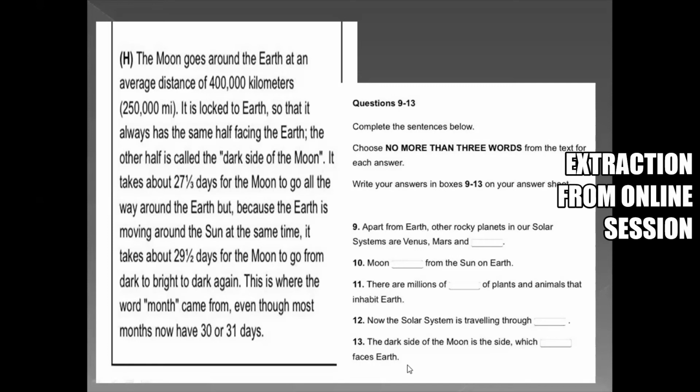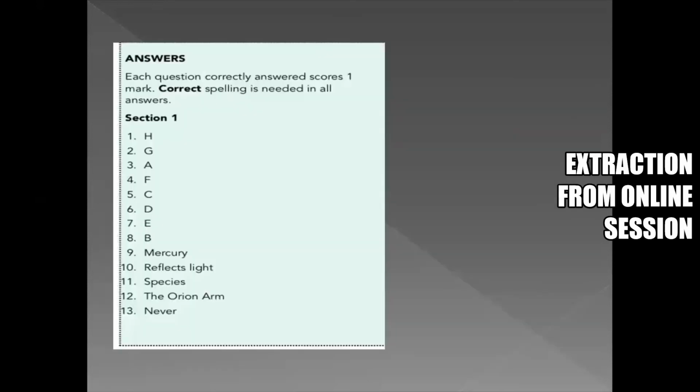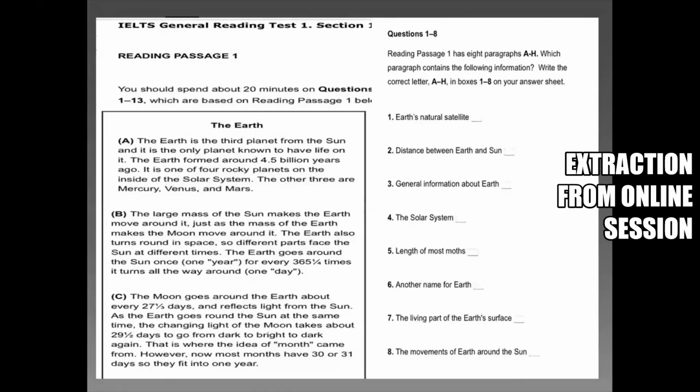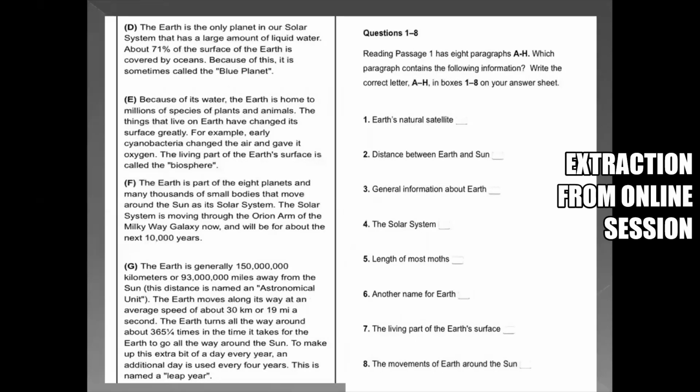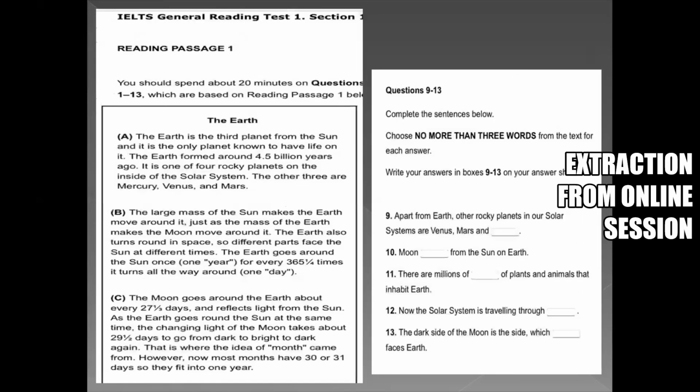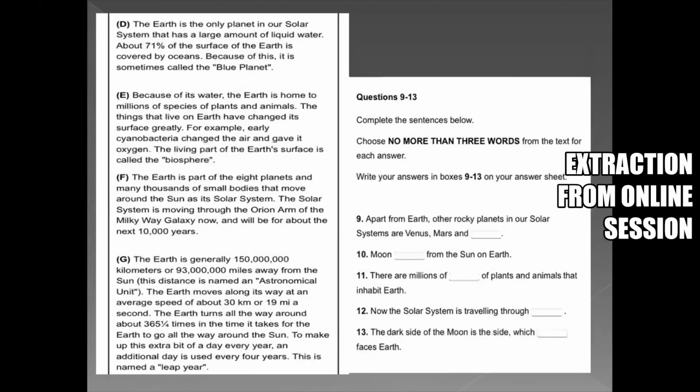Okay, I have verified that. The last questions: Orion arm, species, reflects light, Mercury. And yes. One is H. Earth's natural satellite. Fine. Two is G.